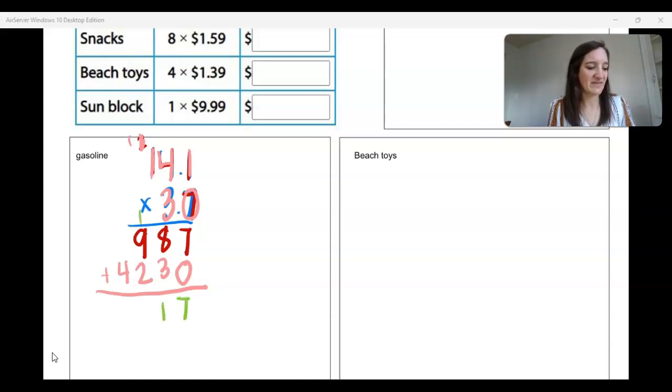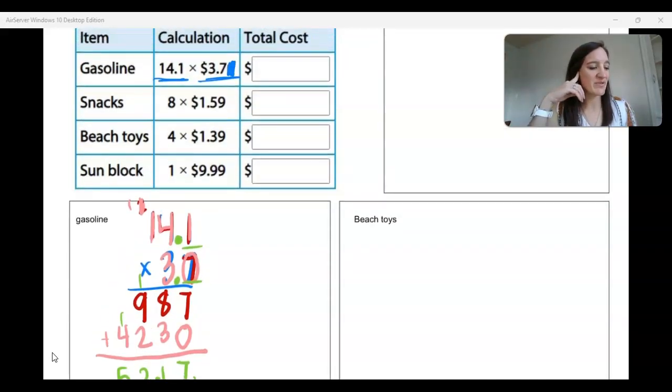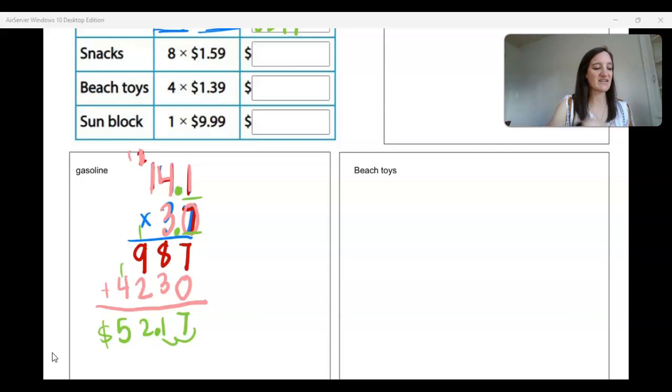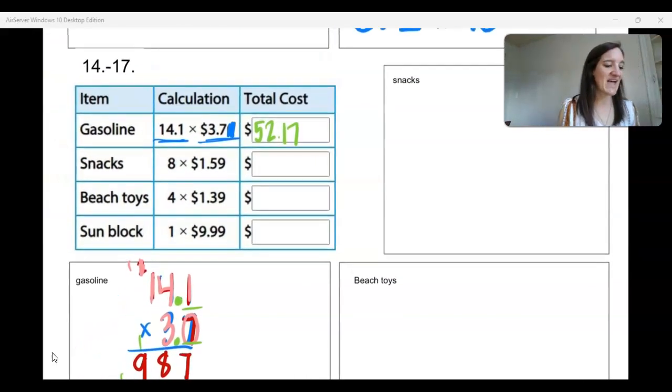7, 11, 10, 12. Okay, these numbers here, but I'm going to remember this was a multiply decimal problem. So I'm going to look back up at my decimals and see that there are two numbers behind the decimal. So I'm going to have two numbers behind the decimal in my answer as well. And because it's money, we're going to label it $52.17. Awesome. So let's go on to snacks.